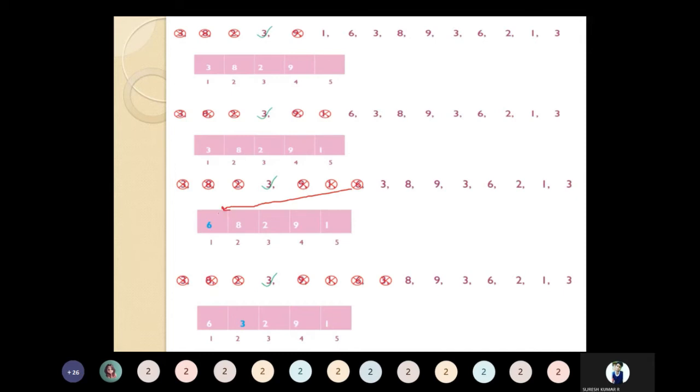Here 3 was available, but 3 is now replaced, so 3 is not available now. So 6 is replaced in the place of 3. Next, I will look at the next one, 3. When I need to insert the third here, it is the same thing.